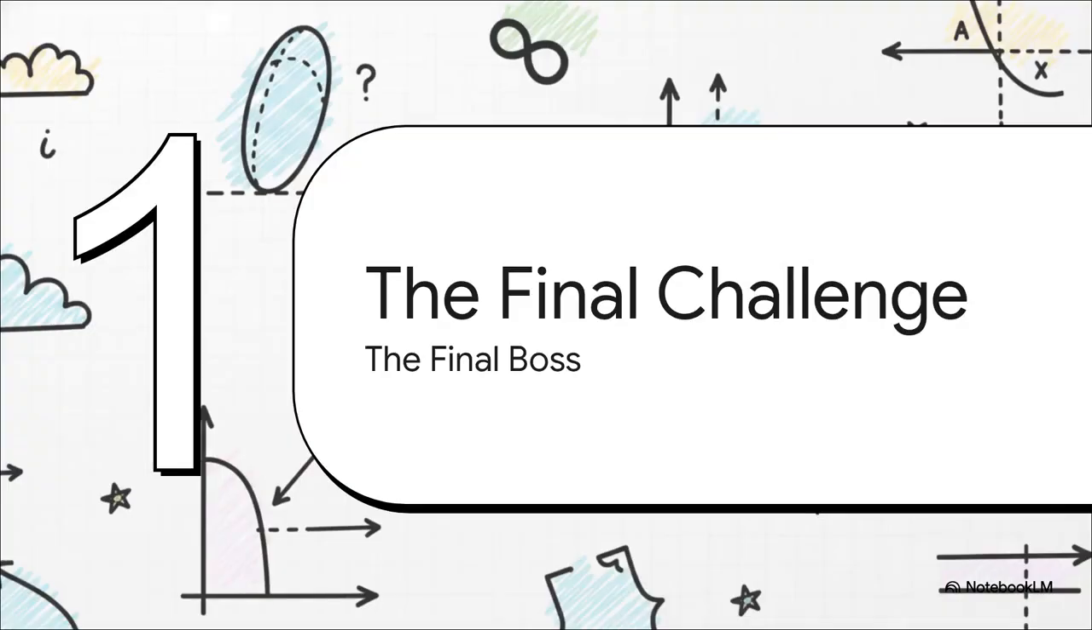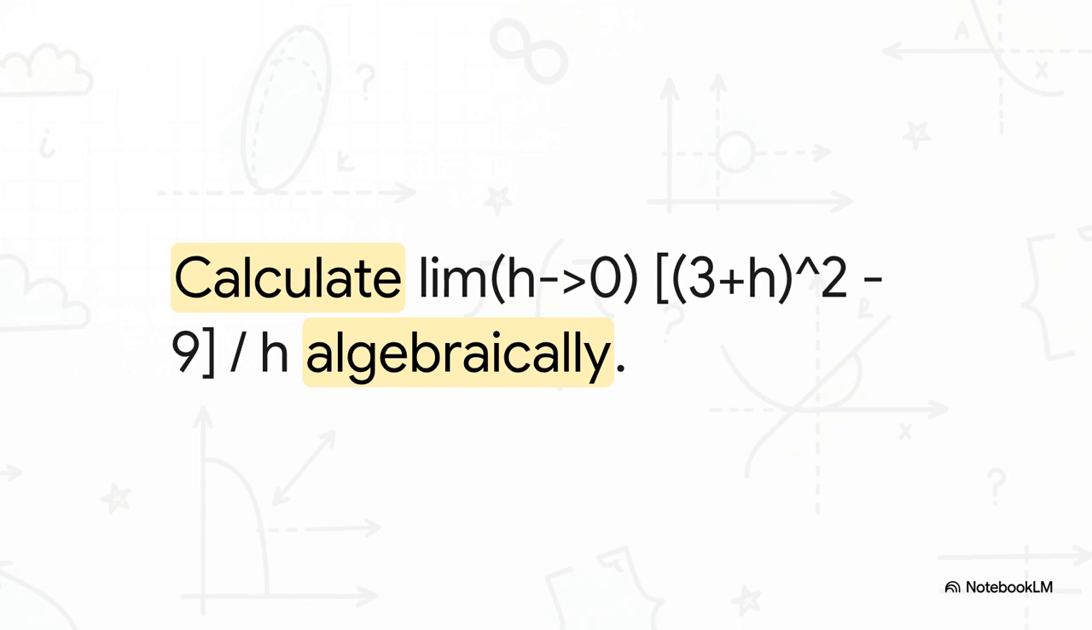Section 5. The final challenge. The final boss. Okay, you have the limit laws, the substitution shortcut, and the algebraic rescue plans. It is time to test your skills. Look closely at the challenge on the screen. We want the limit as h approaches 0 of the quantity (3 plus h) squared minus 9, all over h. So the crucial point is this. If you try direct substitution right now, you will get our old nemesis 0 over 0.